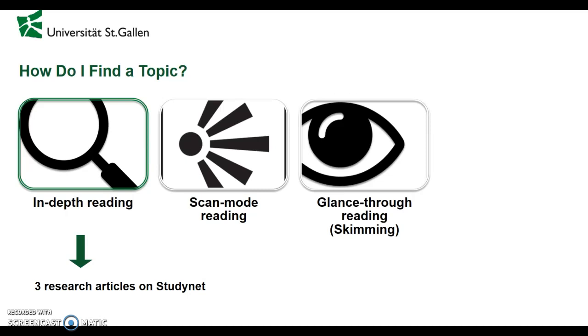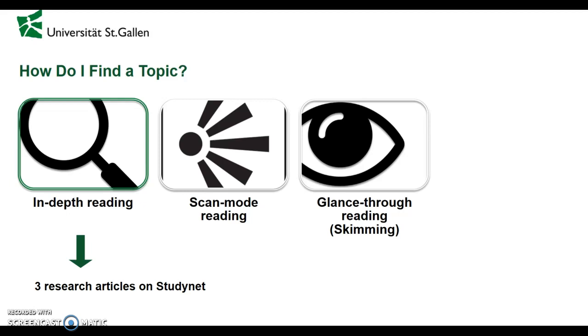So from a research point of view, it's not about new insights, but more about how to state and investigate a research question and shed some light on what the existing research literature has to say about the topic. This means, of course, that being able to read and interpret the content of the literature is very important. We distinguish between 3 types of reading. First, there's in-depth reading, second, scan mode reading, and third, scanning or glance-through reading or skimming.